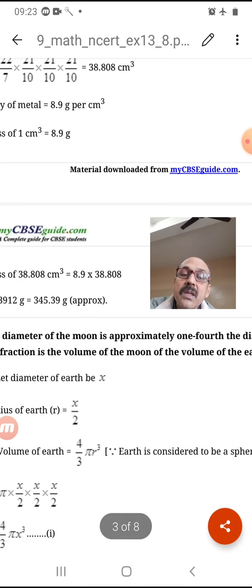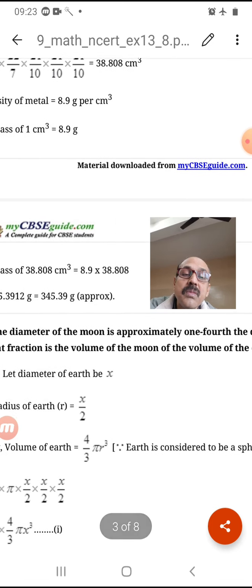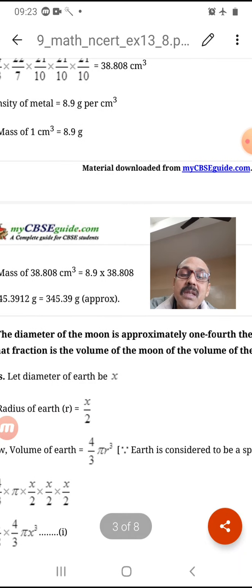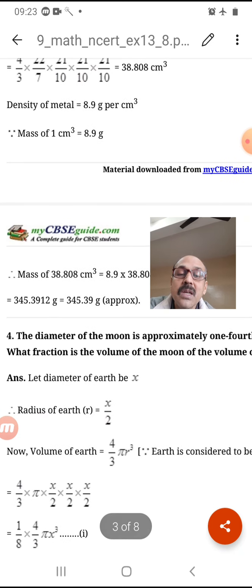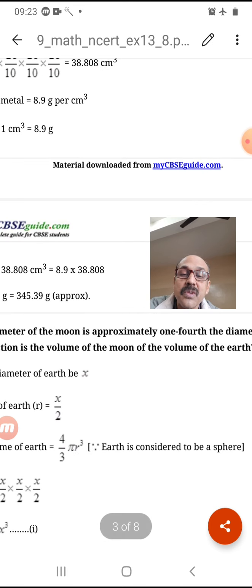What fraction is the volume of the moon of the volume of the earth? That means we have to find the volume of the moon and the volume of the earth, and the diameter is given. Diameter of the moon is approximately 1/4 of the diameter of the earth.